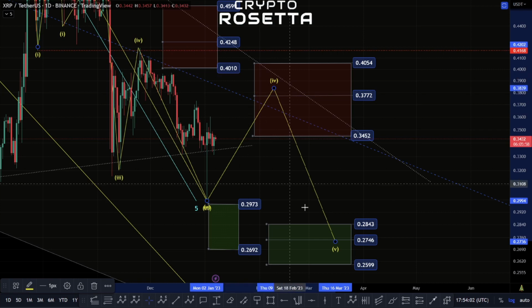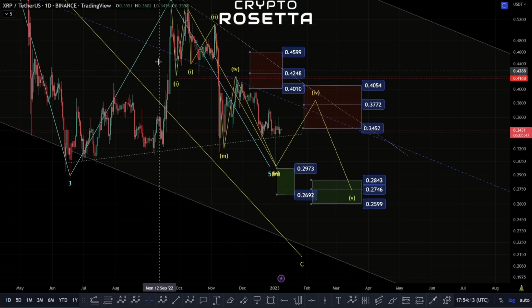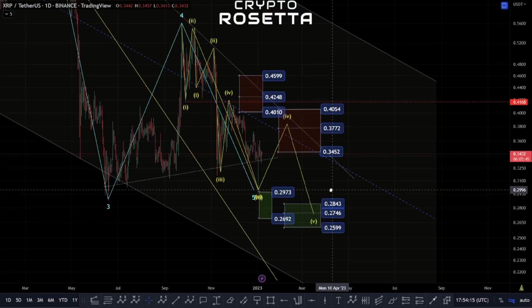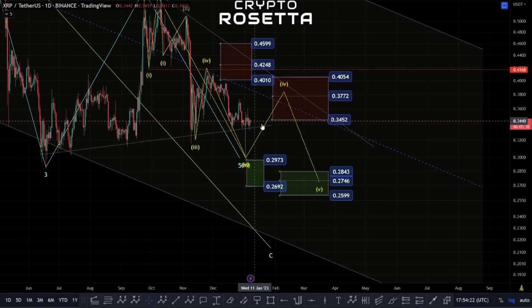Then we would be looking for this continuation to the downside. So if we do have this additional 5th wave to come, we'd still be looking for this move down towards this 28.43, towards this 25.99. That's if we're looking at this as a 5-wave move. So we could still have this drop down here and look to take this low of this 28.77. So we just need to give it a bit of time.